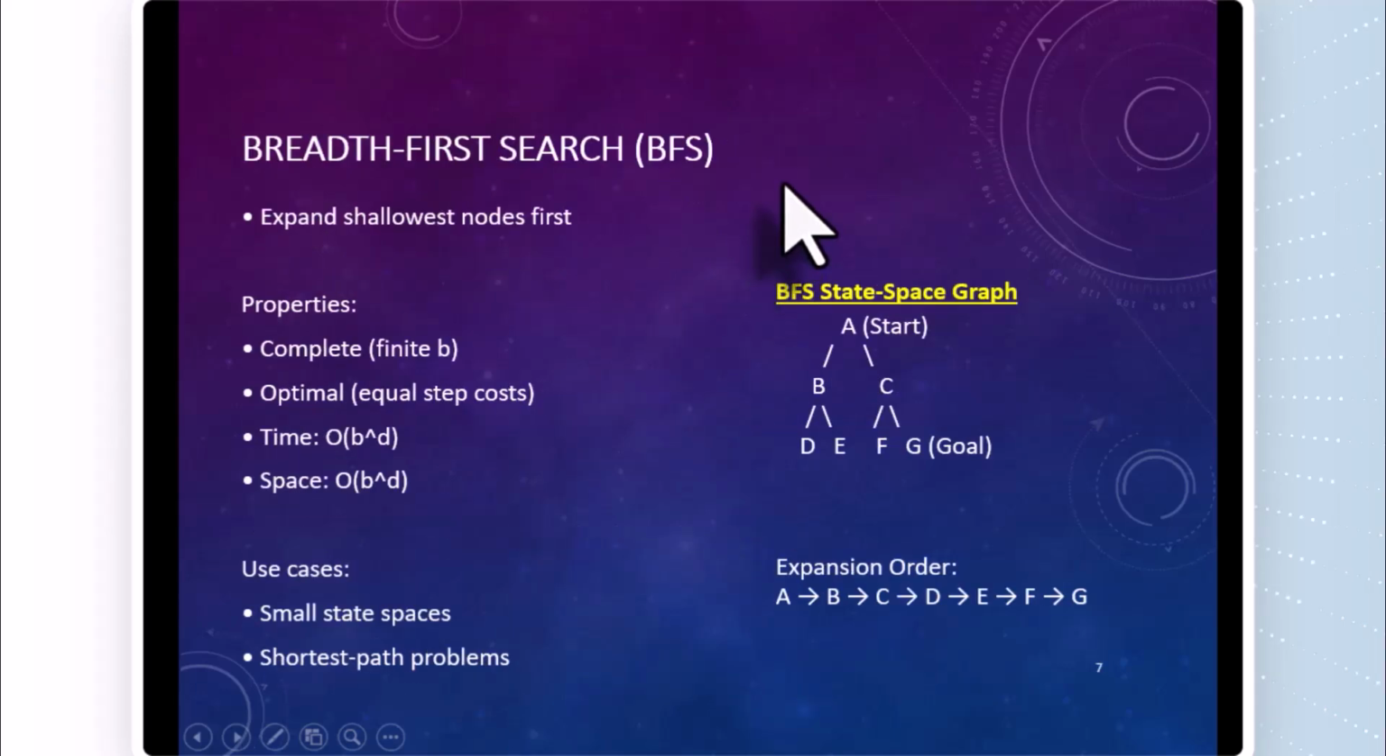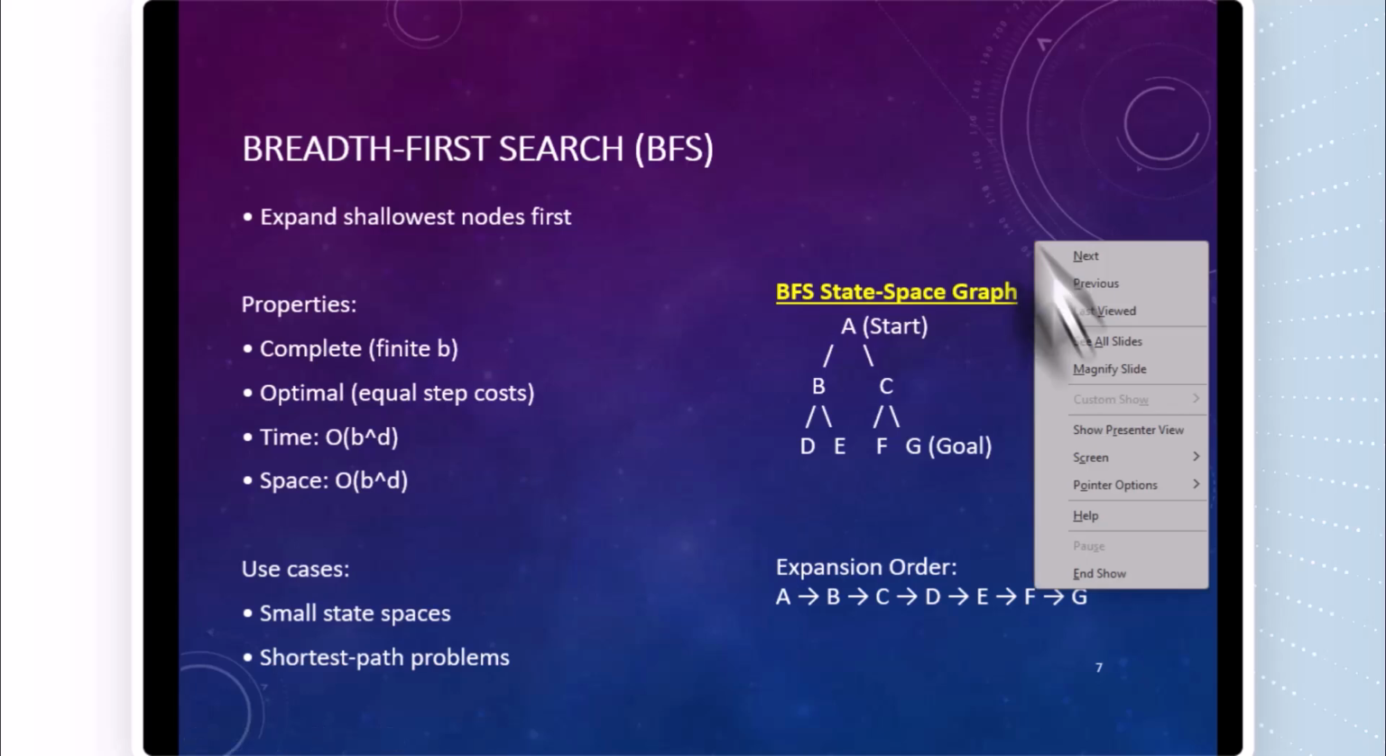So let's look at the breadth-first search algorithm. It expands the shallowest nodes first. So it's complete, it's optimal. We talked about it in the last class, but let's see how it works. So this is the BFS state space graph.